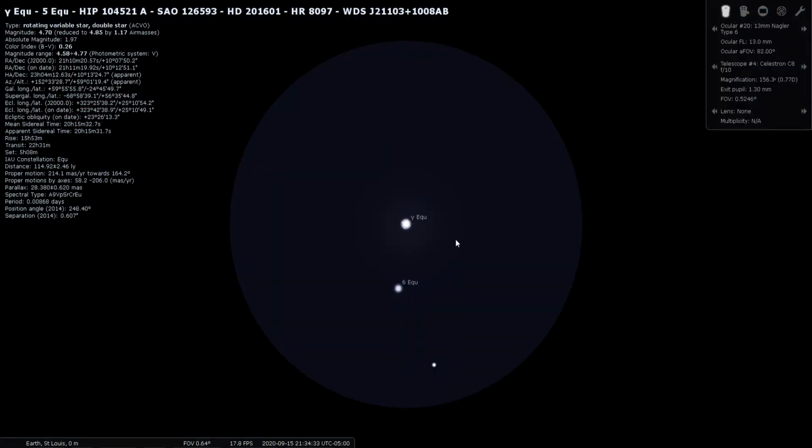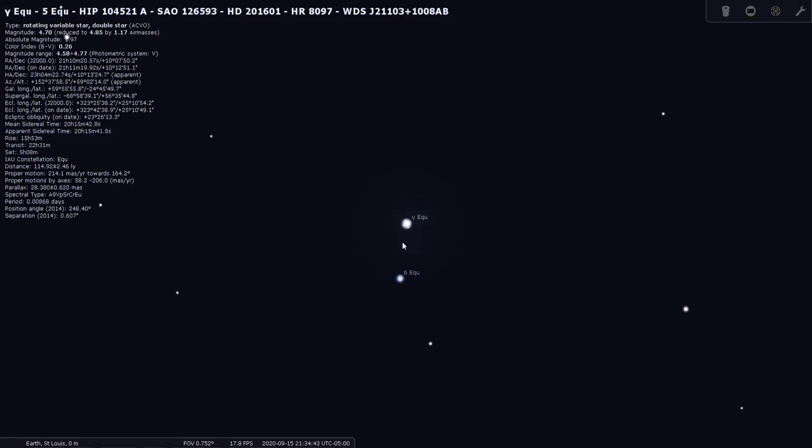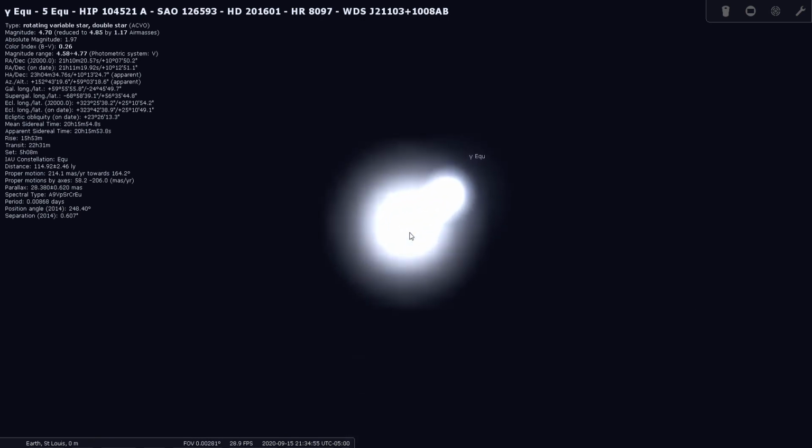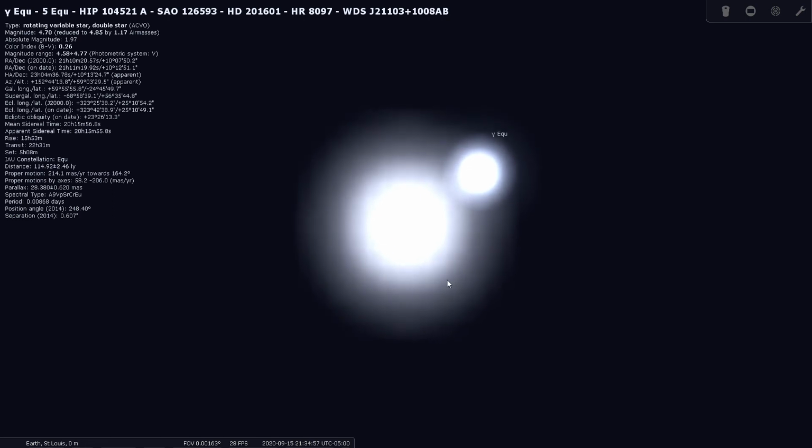And that's what it would look like in a 13 millimeter Nagler. You can see the companion here, 6 Equuleus, and then even another background star. I think Gamma splits again. If you put real high power on it, I think it'll split again for you. Yeah, it does. It takes quite a bit of power. But Gamma does split again.